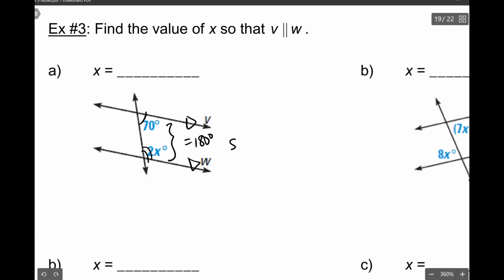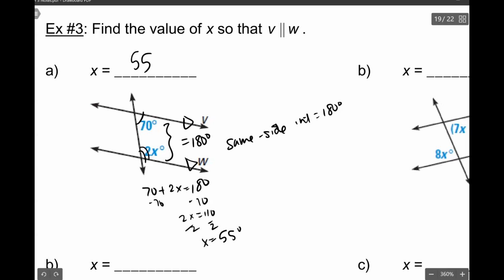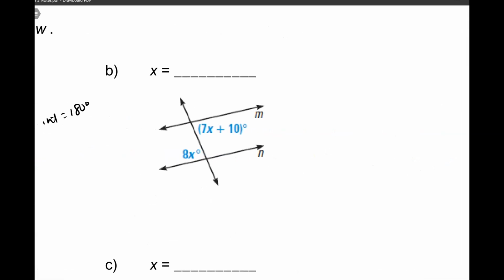All right, we have same side interior equals 180. That would be enough to prove it. So I set 70 plus 2x equals 180. Subtract 70 from both sides. 2x equals 110. Divide by 2 and we get x is 55. All right, we're trying to find the value so that way it would be true.